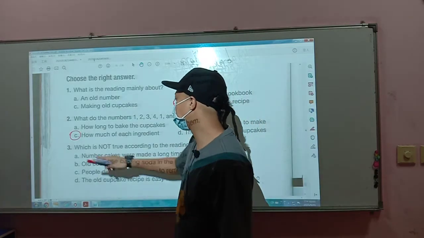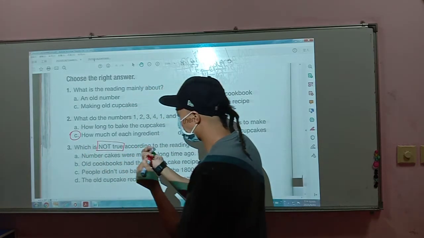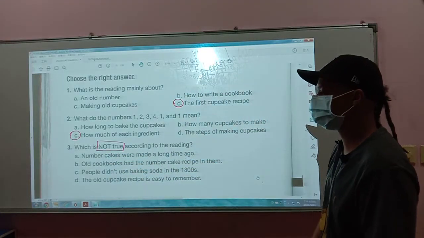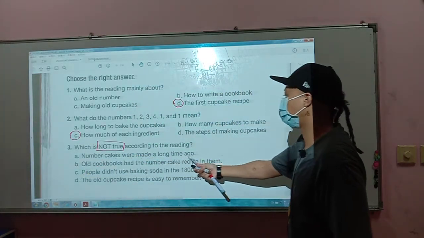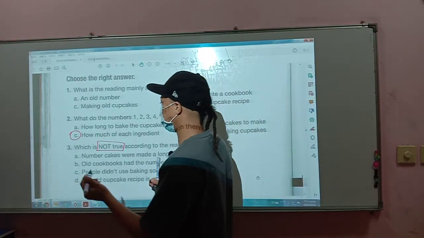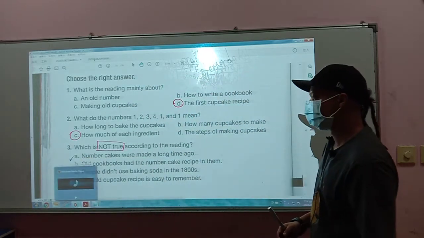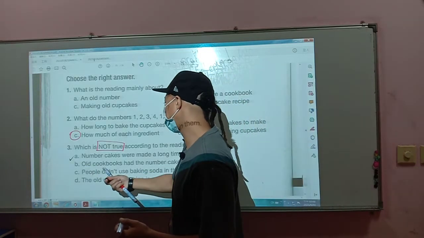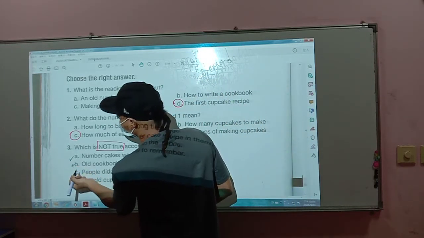Number 3, which is not true? So which one is false? Which one is wrong? So which is not true according to the reading? A, number cakes were made a long time ago. So remember, around 1800. So yes, definitely, that is a long time ago. So A is correct. All right. B, old cookbooks had the number cake recipe in them. Yes, that is true. Right?